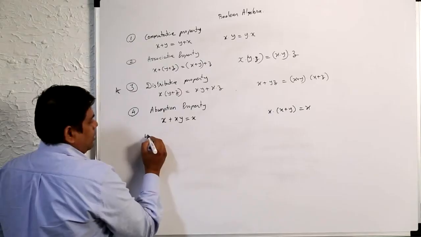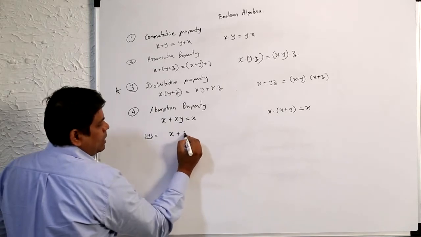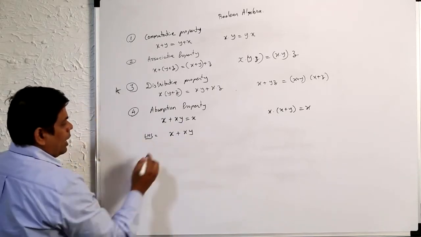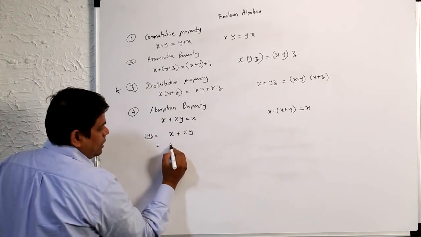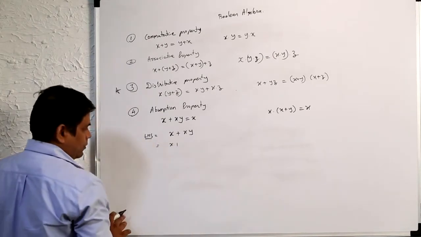let us see the left hand side. The left hand side is x plus xy. Now what I can do is, I can replace this x with x dot 1, which we have seen is x itself.